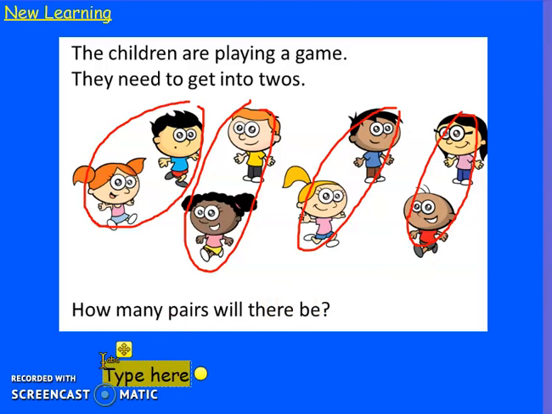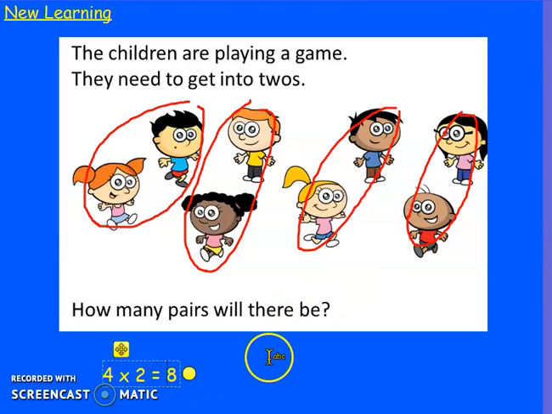So the picture is showing us 4 groups. 1, 2, 3, 4. 4 groups, and in each group there are 2 children. So it's showing us 4 times 2. How many children are there all together? 2, 4, 6, 8. Showing us 8.